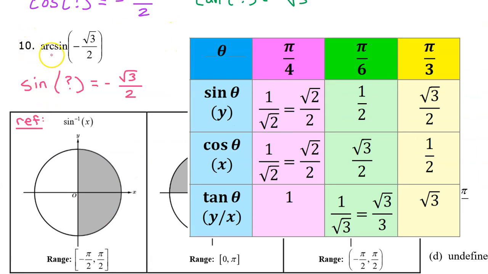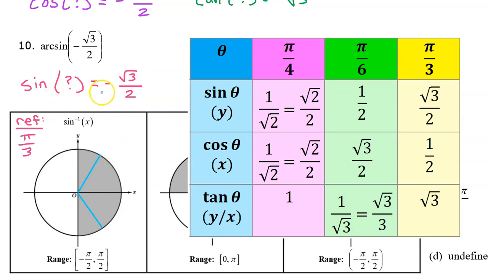To evaluate the arcsine of negative radical 3 over 2, you ask yourself the sine of what angle is equal to negative radical 3 over 2. We can find the reference angle by ignoring the negative sign. Since the sine of pi over 3 is radical 3 over 2, the reference angle is pi over 3. These are the two angles within the restricted range for arcsine with a reference angle of pi over 3.